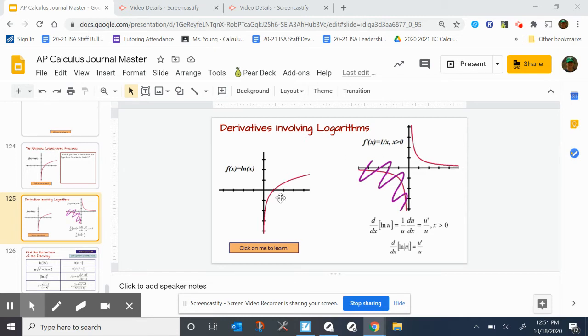So the derivative of the natural log of x is 1 over x, but you will only be taking derivatives of things that have a positive argument inside. That means what's inside of the natural log of x must be greater than 0.